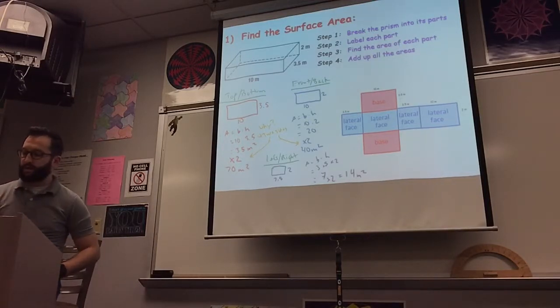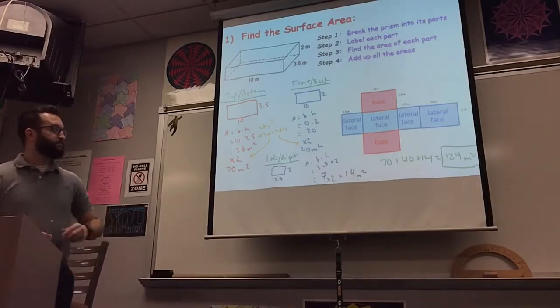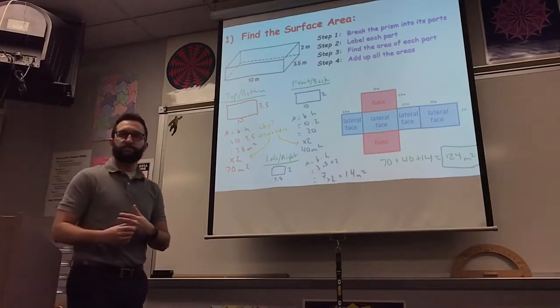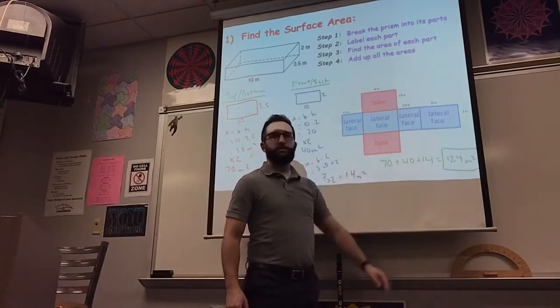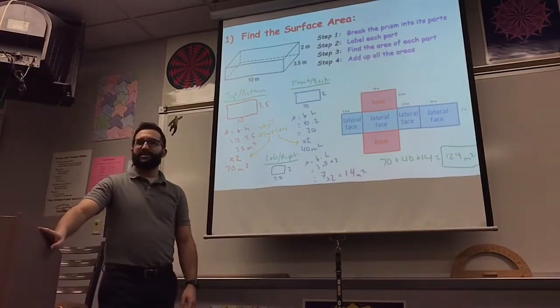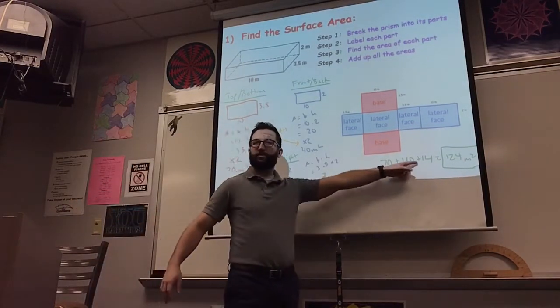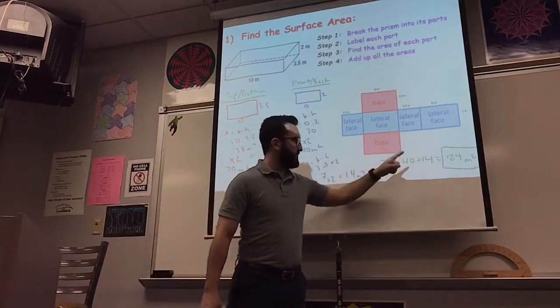So the final step here is do what? Add them all up, and I get 70 plus 40 plus 14 equals 124 meters squared. But why am I only adding 3 sides? This isn't 3 sides. What is this? That's 6 sides. 1, 2, 3, 4, 5, 6.